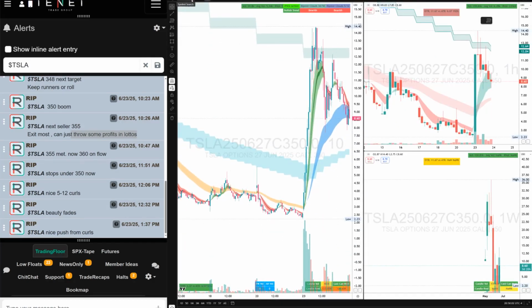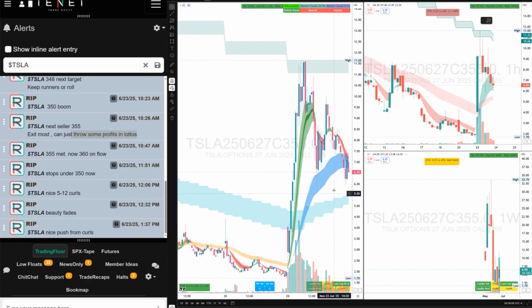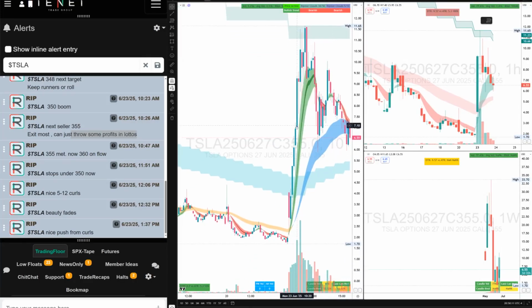Because if 350s is too much and you don't want to risk that much, you put it in 352 fives, or you put it in 355s, right? Anything that lottos that makes sense to you. You buy it again, this one at $7, so you're just using 700 profit from your own trade, and then that gives you another $400 or $500.